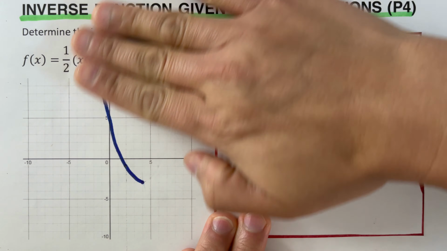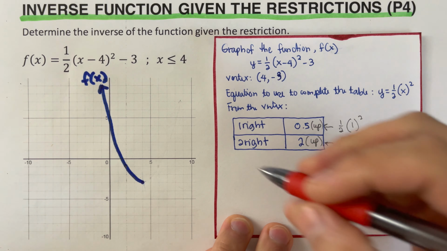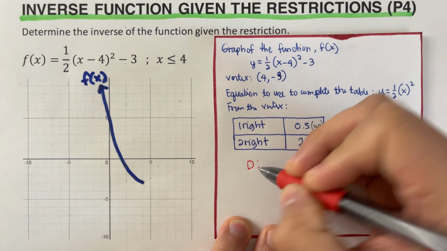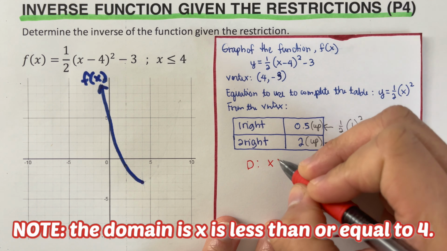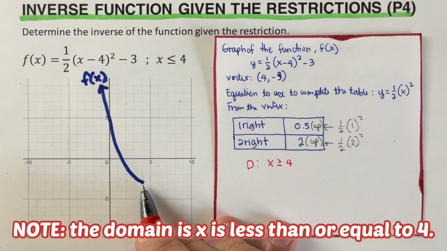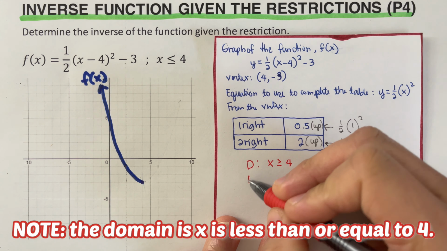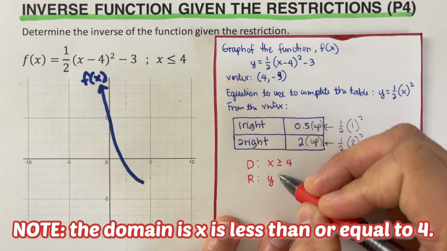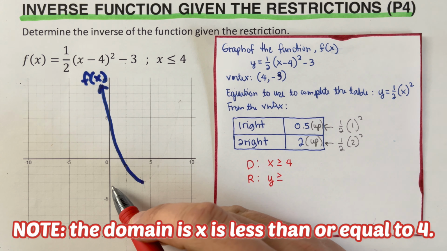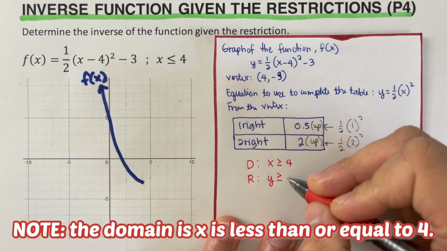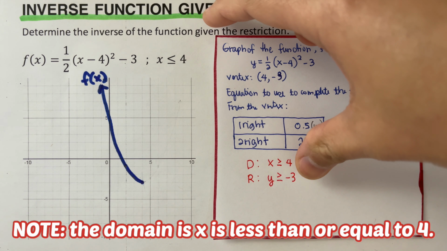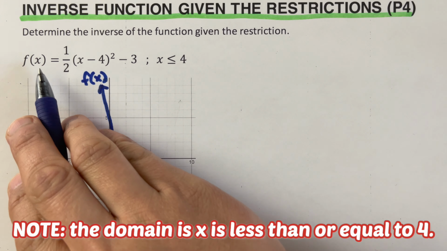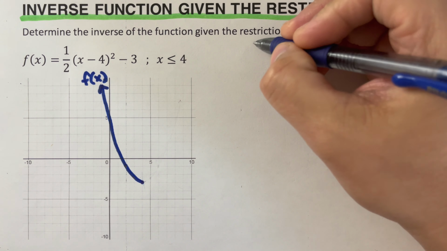Now, looking at this graph, we can say that the domain for this function is x is less than or equal to 4. So anything to the left of 4, that's the domain. Well, the range is y is greater than or equal to -3. So that's the domain and range for this graph. Now, we are ready to determine the inverse for this graph. So I'm just going to go ahead and write this equation up here.